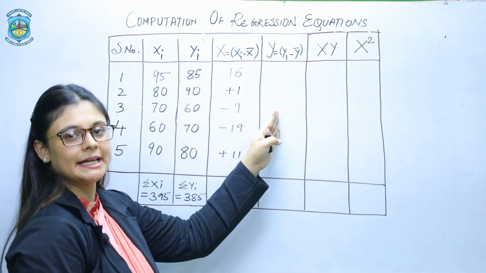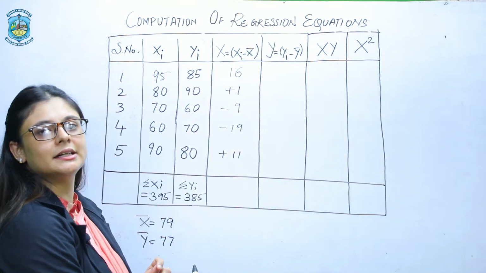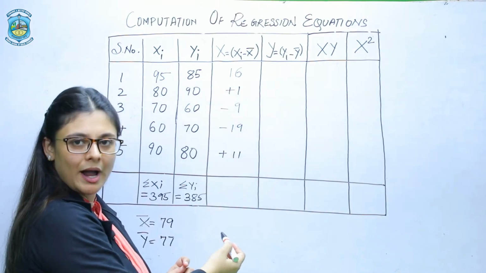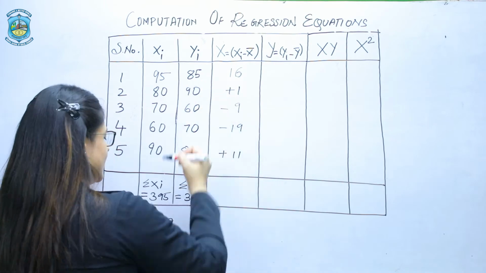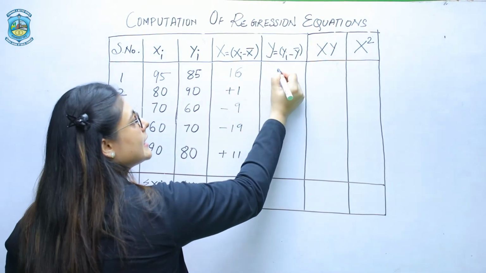Let's come to the next step. Take the deviations of the y series by deducting y bar, that is the mean of the y series, from individual values of yi. Here we are going to deduct 77 from 85, so you get 8 here.